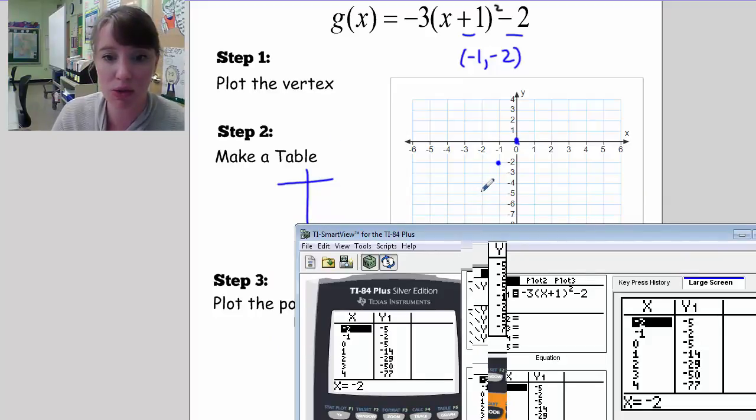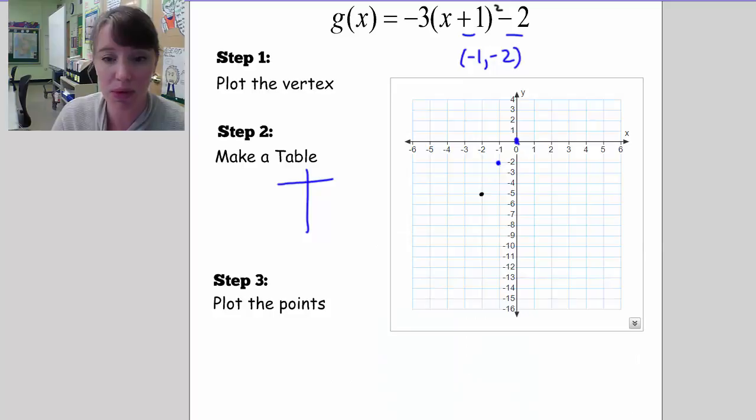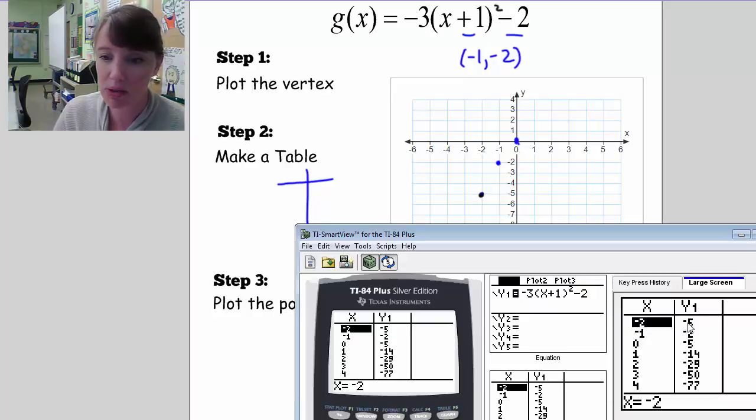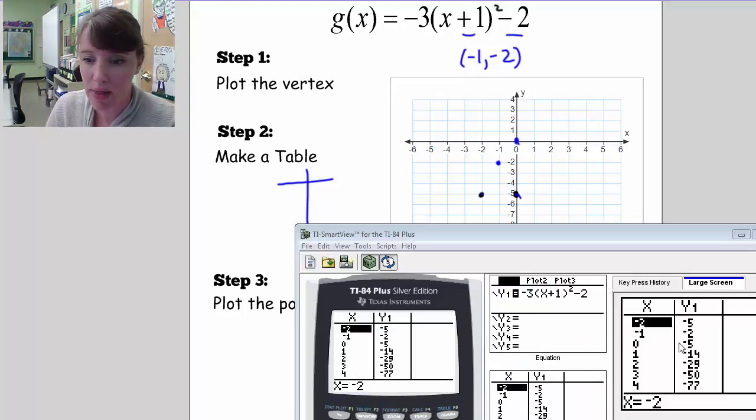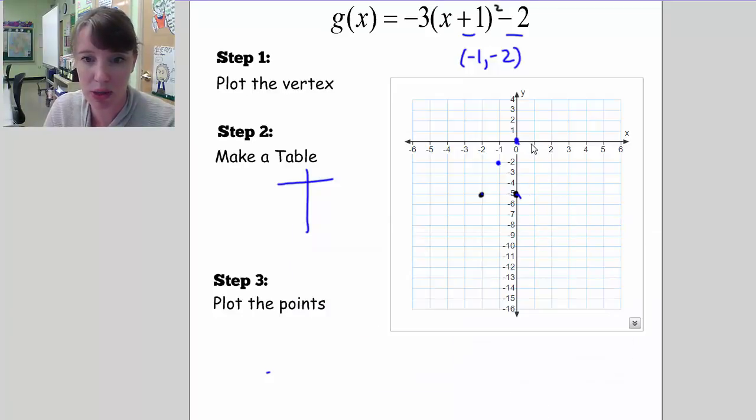-2, -5. It's right here. And then we had -1, -2, and 0, -5. So at 0, it should be at -5. That's right here. Okay, and then the next value we could plot is 1, -14. Let's see if we can do that. So 1, -14 would be right here.